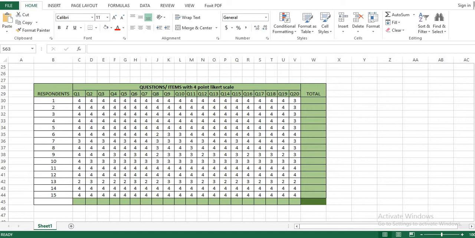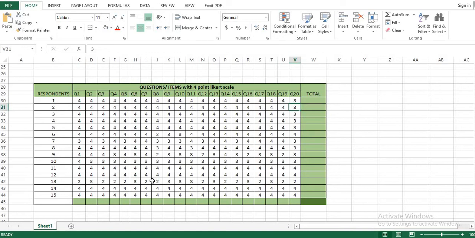Alright, so assuming you are done with your pilot testing and you are done tallying the results, this column is the respondents, and the columns are Q1 up to Q20. That is your questions. Assuming you are using the 4-point Likert scale, for each respondent you are going to tally their responses accordingly. Alright? So now we are going to have the computation.